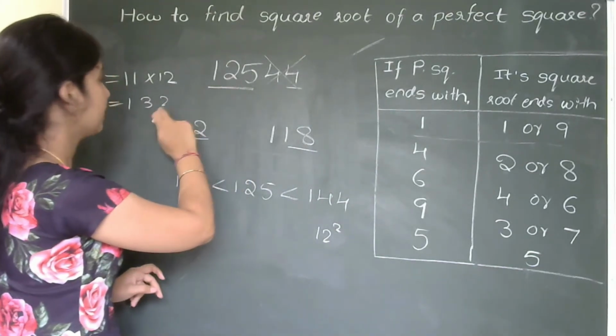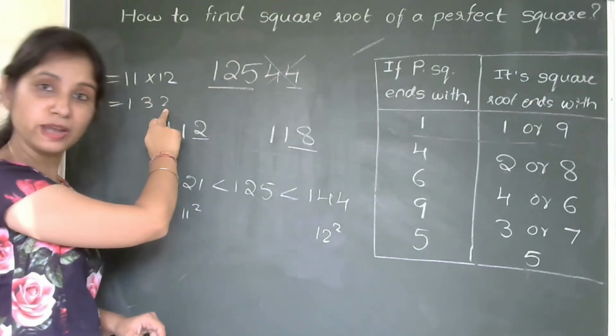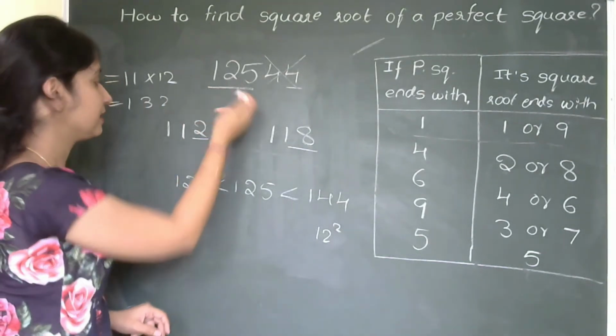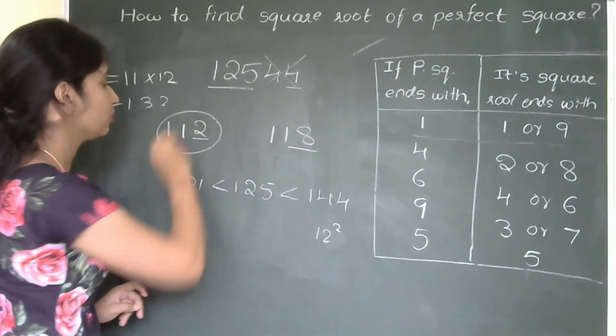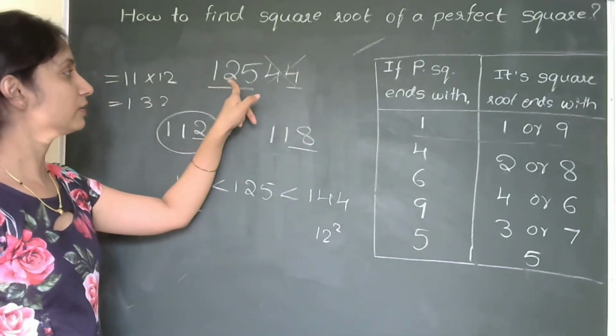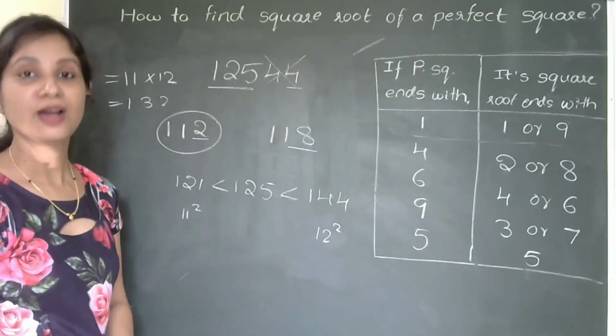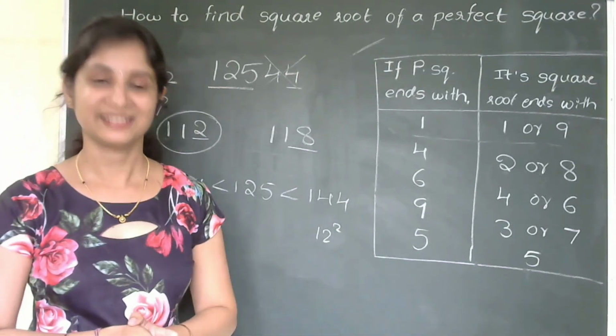Now please compare these two. 125 is lesser than 132. Do you agree? Yes, 125 is less. So I will choose the lesser number. 112, that means 112 is the square root of 12,544. Very quickly we have done it, right?